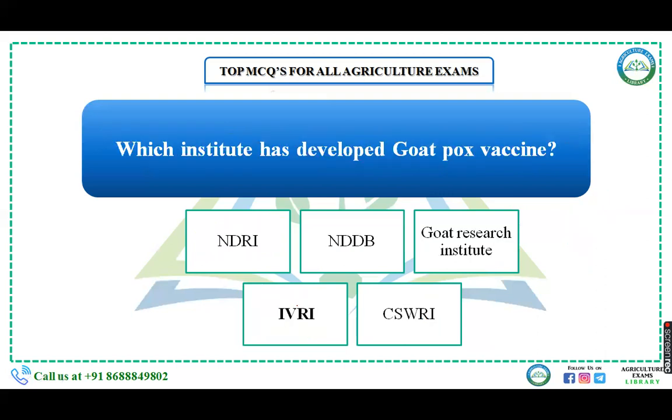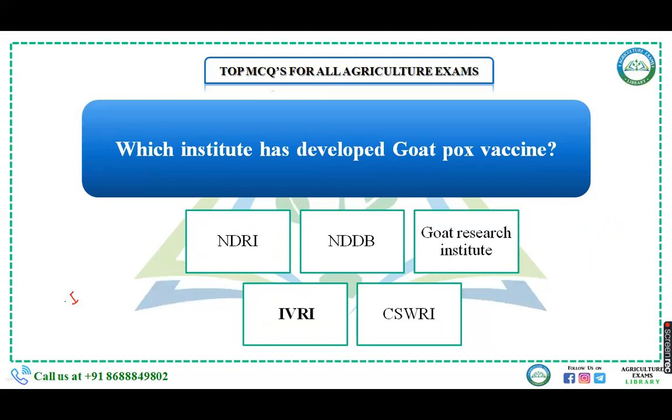Which institute has developed the goat pox vaccine? This is also very important. Questions regarding institutes are asked repeatedly. Recently, it was asked in the Bank of Maharashtra AFO examination also. IBPS AFO regularly asks these questions. So you must know the full forms of the various institutes, where their headquarters are located, and what achievements that institute has made.